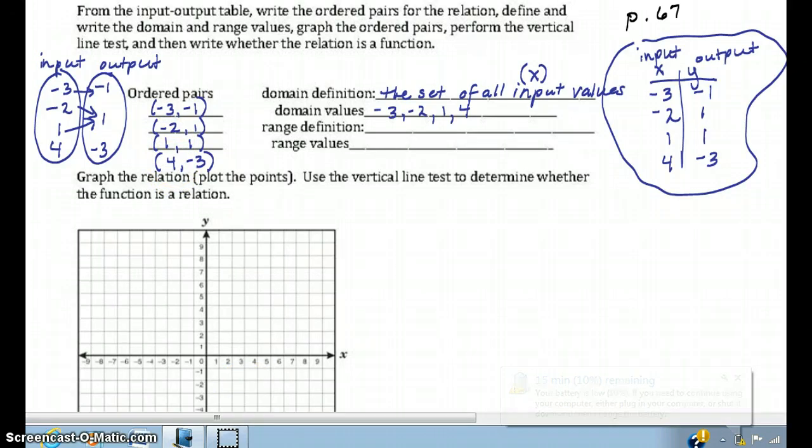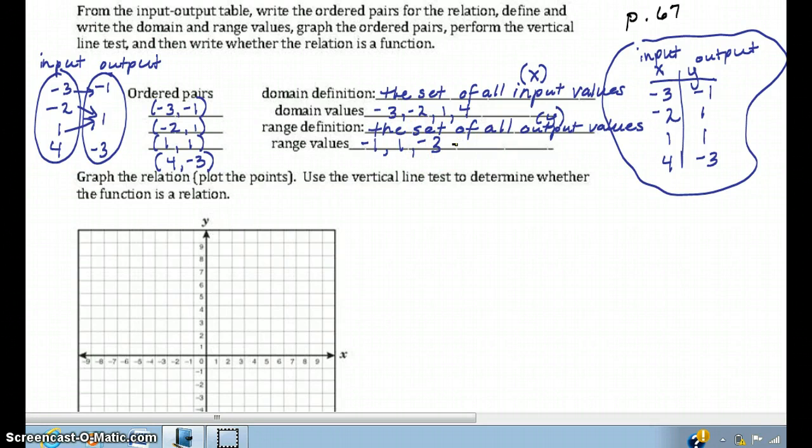The range definition is really similar to the domain definition in that it is the set of all, instead of input though, it's going to be output values. And outputs are Y values. So the range values, you can either pull them off of your Y coordinates here, or here. So there's 3 places you could get them. I'll pull them off here. -1, 1. Now you don't have to write 1 twice because it would be 1, 1. That's not necessary. And then -3.